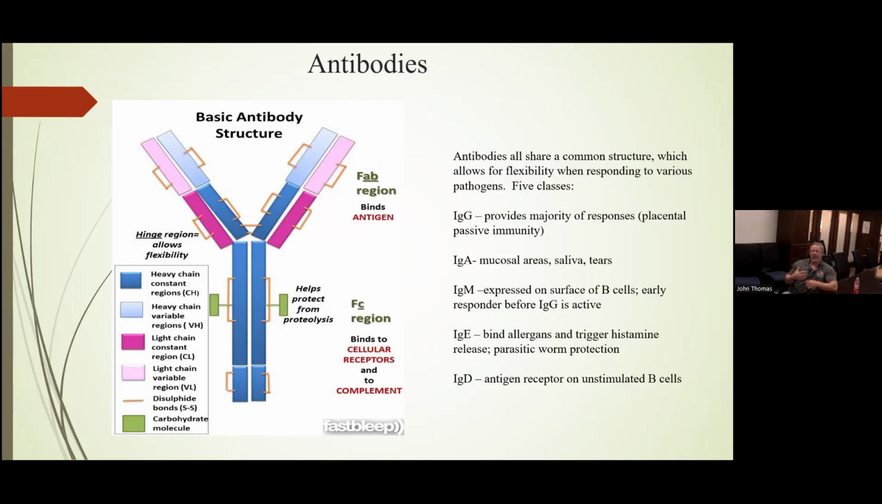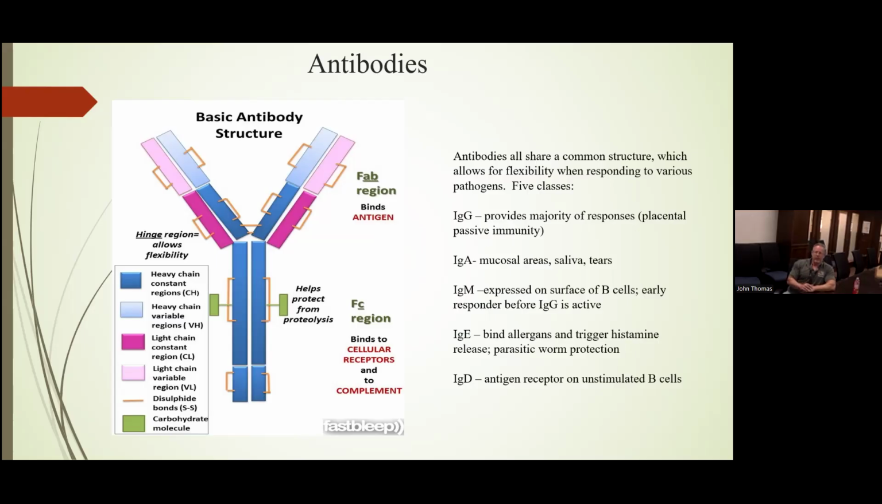Oftentimes when you're having an allergic response or someone comes in and says, man, my allergies are really bad today, this is usually going to be driven through an IgE response. IgE is also very useful in providing protection against parasitic worms. We'll talk about that in a slide or two. And then IgD is an antigen receptor and a basic class of antibody that we see on unstimulated or unactivated B cells. So 5 classes of antibody, each of them provide a specific benefit, but they can also crosswalk and participate in other antibody activities within the body.